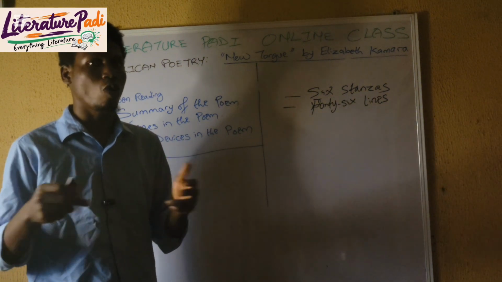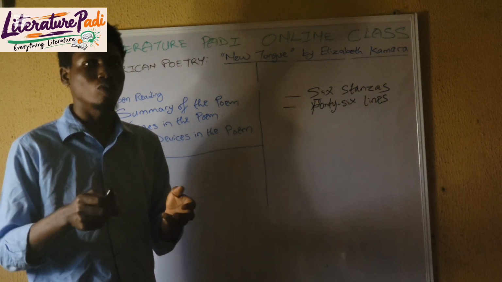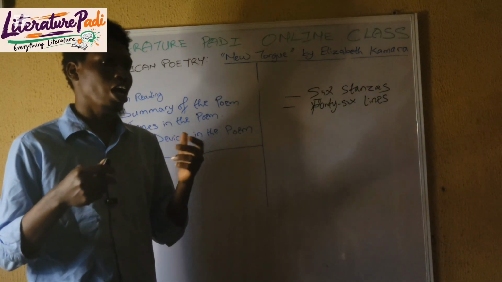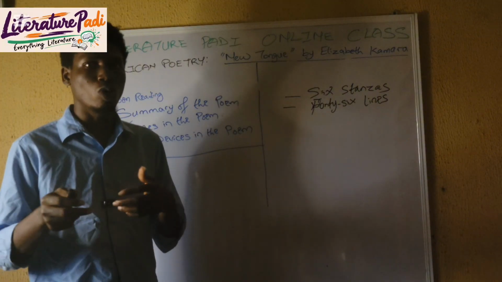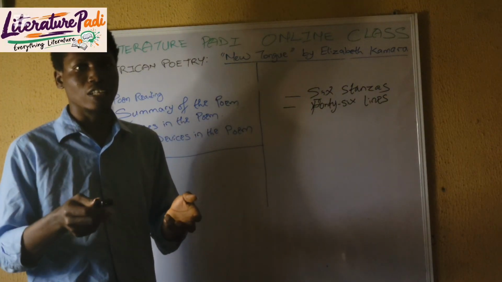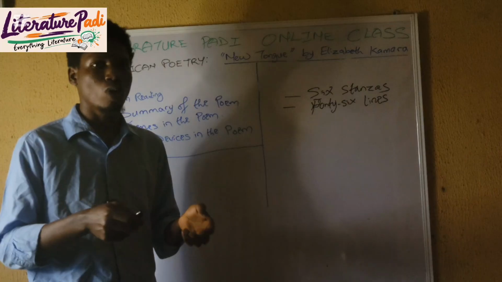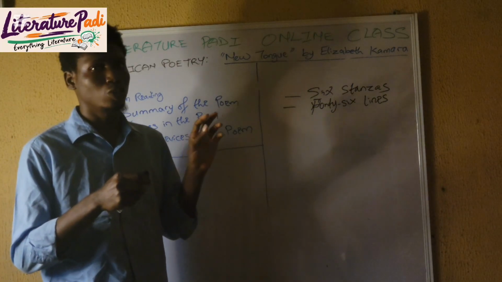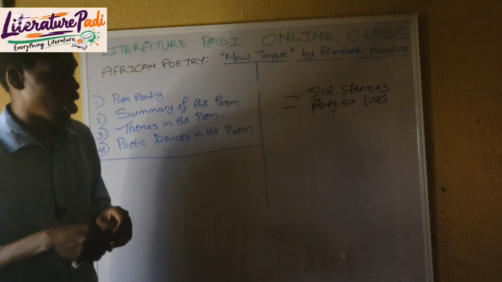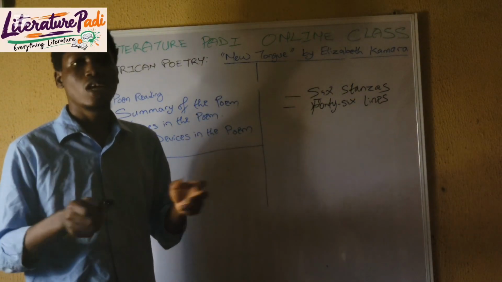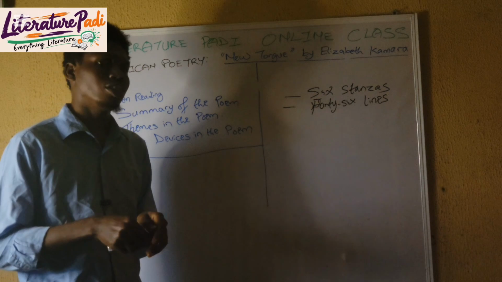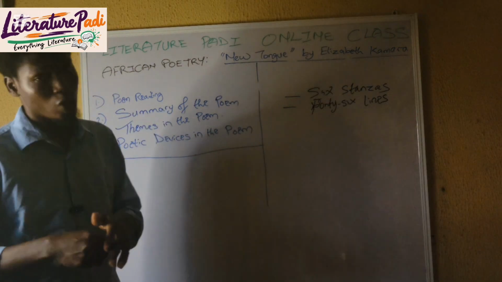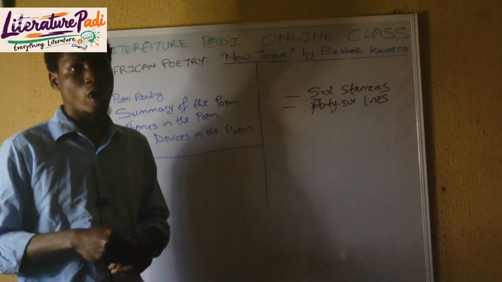It is part of a long list of texts that have been written about cultural abandonment, cultural loss, clash between cultures, the assimilation of foreign culture at the expense of African culture. So that's just to tell you that this poem wasn't written in isolation. It is part of a body of work that addresses similar issues. So now to the summary of the poem.